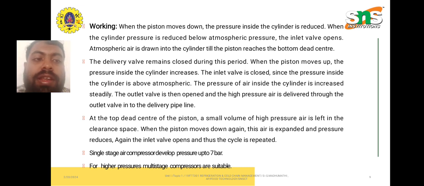The pressure of air inside the cylinder is increased steadily. The outlet valve is then opened, and the high pressure air is delivered through the outlet valve into the delivery pipeline. At the top dead center of the piston, a small volume of high pressure air is left in the clearance space. When the piston moves down again, this air expands and the pressure reduces. Again the inlet valve opens, and thus the cycle is repeated. A single stage air compressor develops pressure up to 7 bar. For higher pressures, multi-stage compressors are suitable.